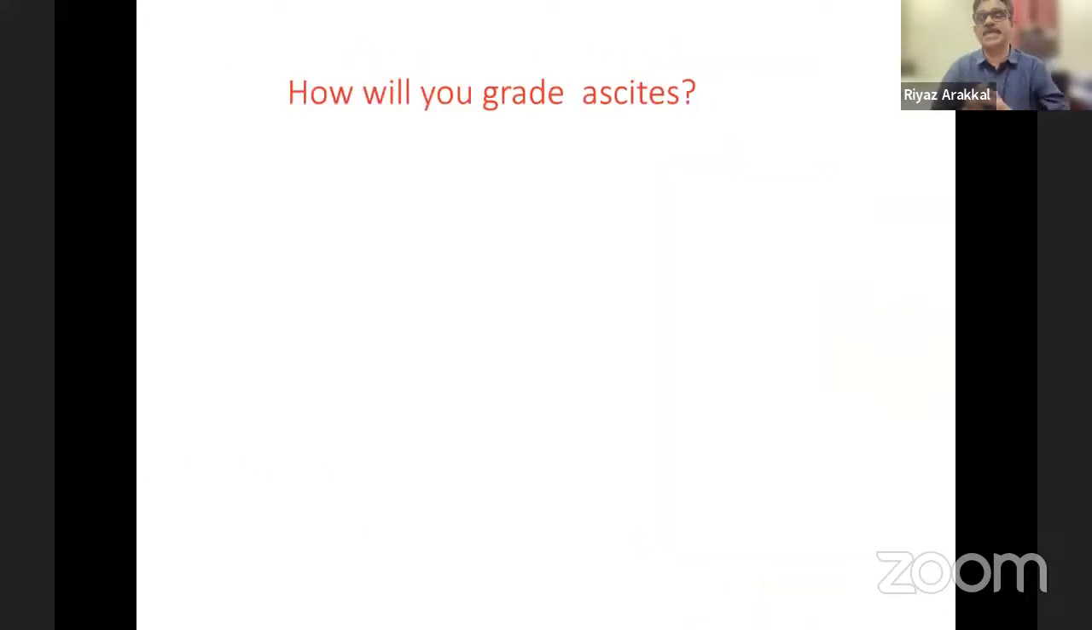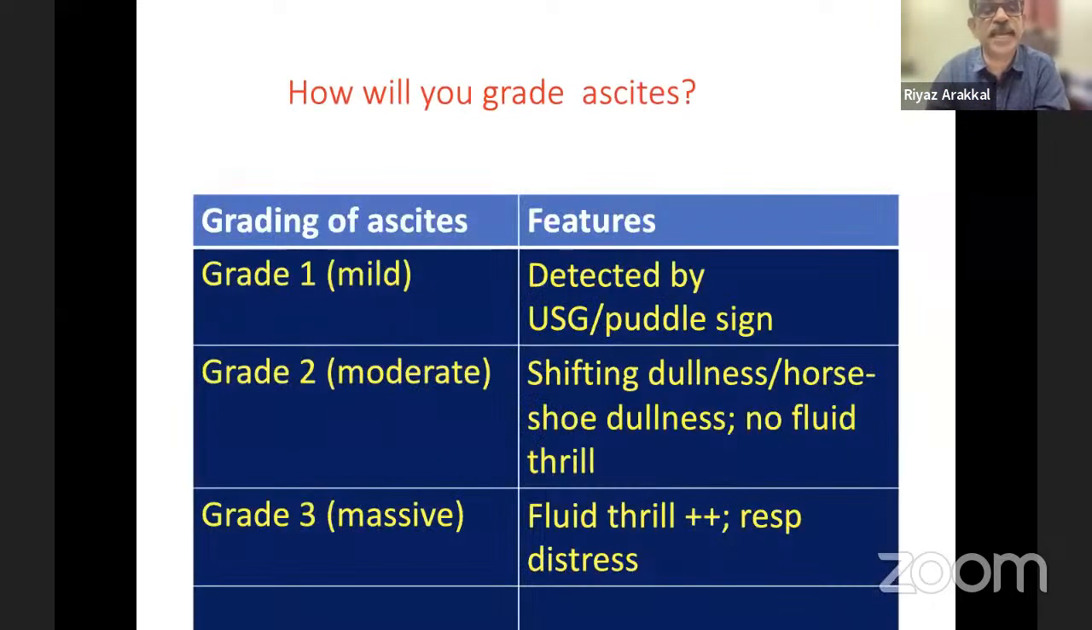Now, how do you grade ascites? Suppose you do get ascites in the patient. The examiner may ask you to grade it. This is the grading of ascites: mild, moderate and massive ascites.